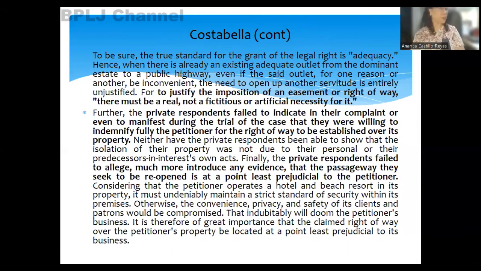Further, the private respondents failed to indicate in their complaint or even to manifest during the trial that they were willing to indemnify fully the petitioner for the right of way to be established over its property. Finally, the private respondents failed to allege, much more introduce any evidence, that the passageway they seek to be reopened is at a point least prejudicial to the petitioner.